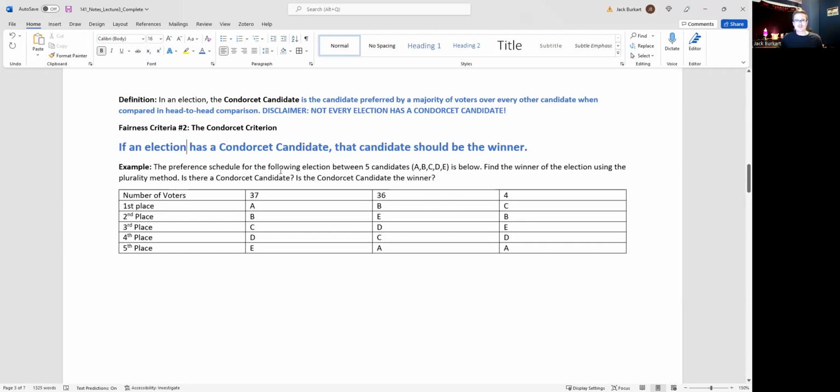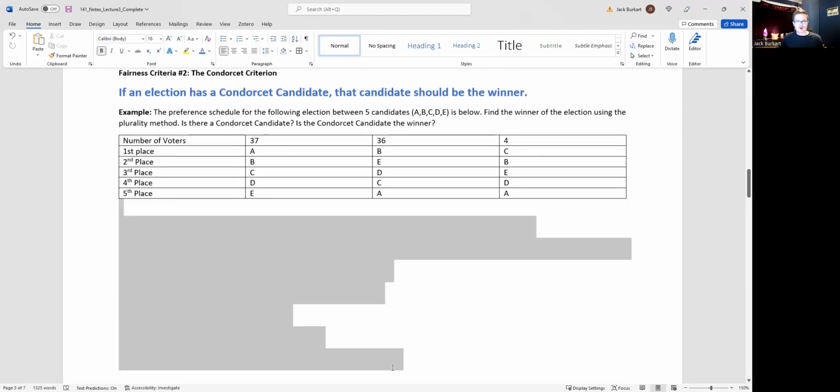So right here, I have the preference schedule for an election between 5 candidates, A, B, C, D, and E. First, we'd like to find the winner of the election using the plurality method. And then I want to ask a separate question. Is there a Condorcet candidate, and is the Condorcet candidate the winner? So why don't you pause the video and try to figure these things out, and then unpause when you're ready to see the solution.